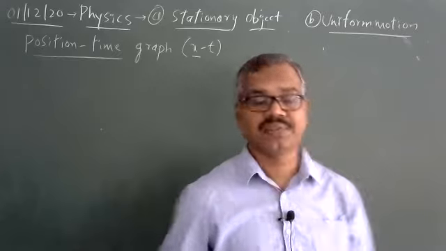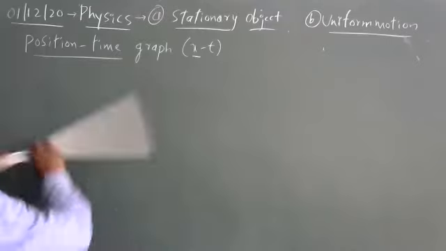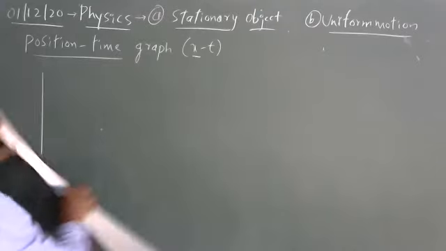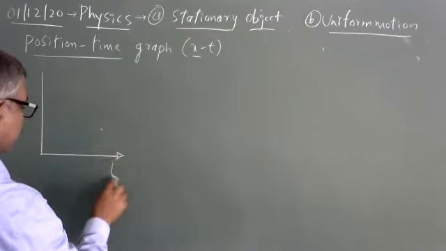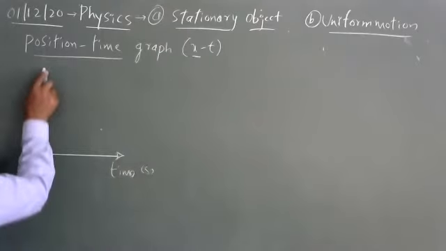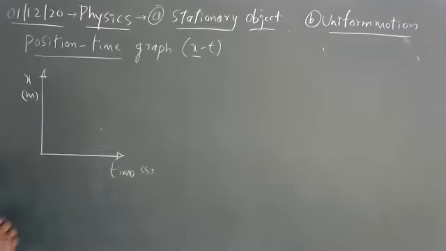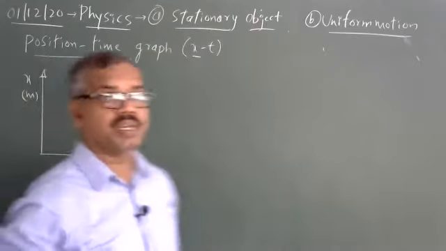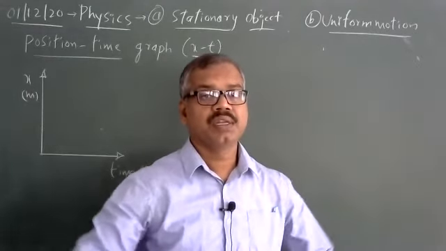How to represent it in a graph? It is called the XT graph. Let me draw a small diagram. This is the time axis, measured in seconds. This is position, X, measured in meters. I think everything is clearly visible. Once I say stationary object, it means that for any time interval you take, morning 8 a.m. to evening 6 p.m., whatever you take, the object is stationary.